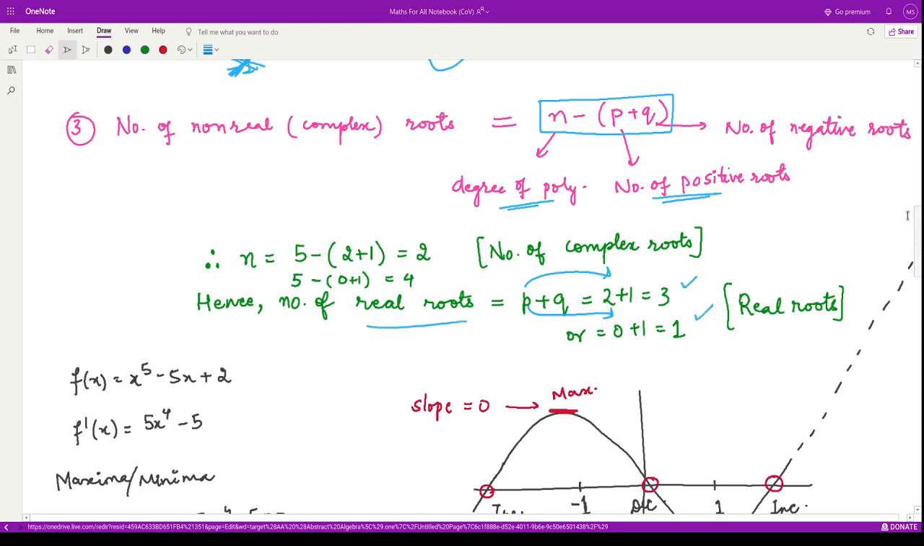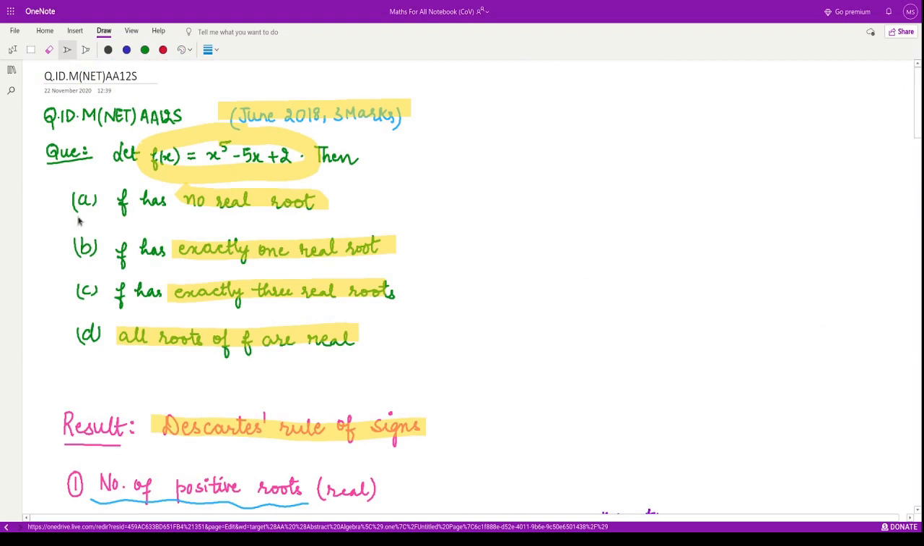So let us look at our options. The option that F has no real root is incorrect, and the option that all are real roots is also not correct. Now we are stuck with whether it has 1 root or 3 roots. So let us verify this.